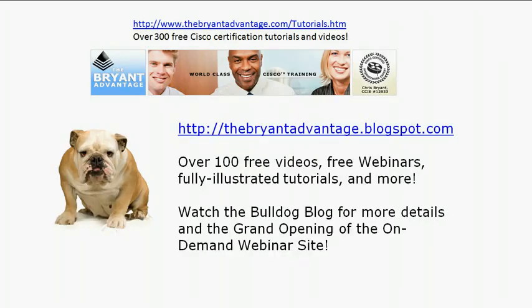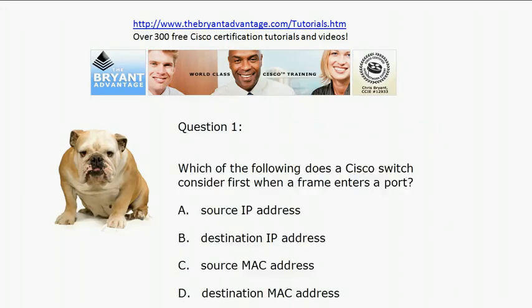As always, all of my multiple choice questions are the dreaded choose all that apply. I know none of us like those when we're practicing, but you'll thank me on exam day. It is good practice. Let's jump into question 1 here. Which of the following does a Cisco switch consider first when a frame enters a port? Which of those does it consider first?